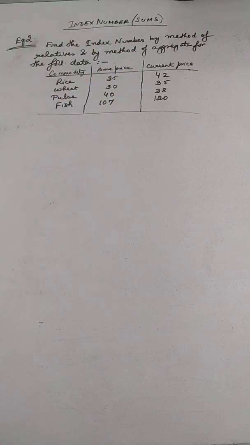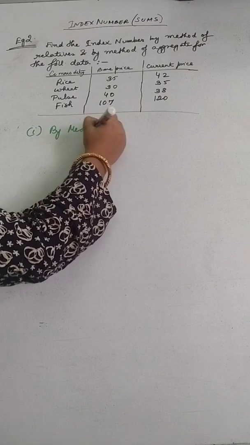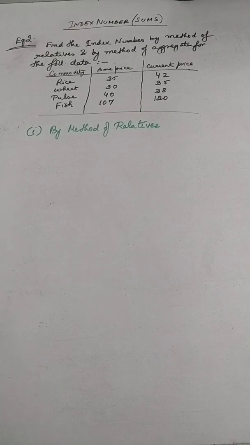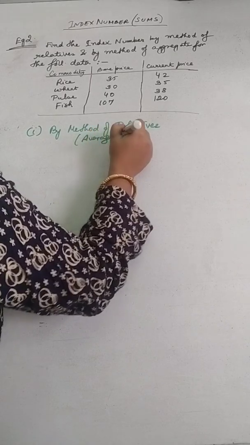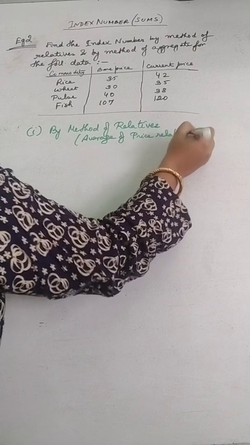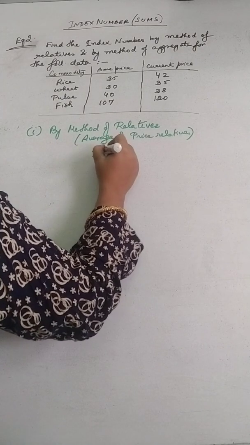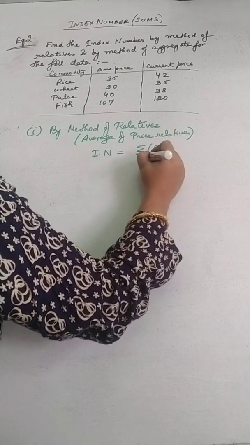So we do it as two subparts. Subpart 1 is method of relatives. What is the method actually? It is average of price relatives, isn't it? That is the method involved. What is the formula there? Let us write it. Index number is supposed to be, notice weights are not given, so it will be simply summation of PR by N. This is the formula.